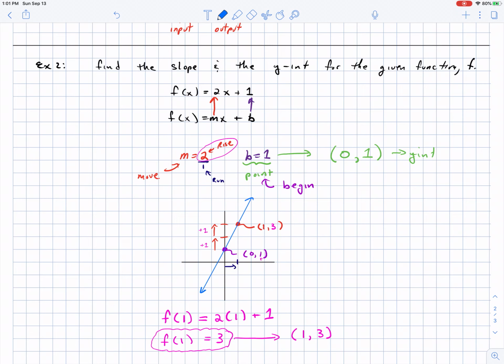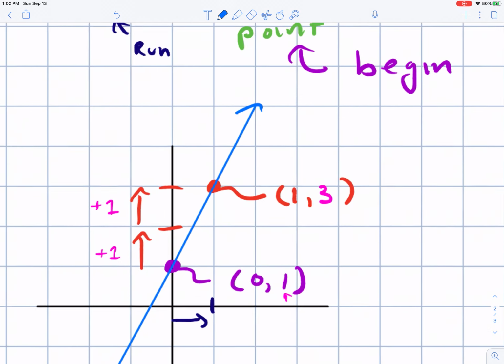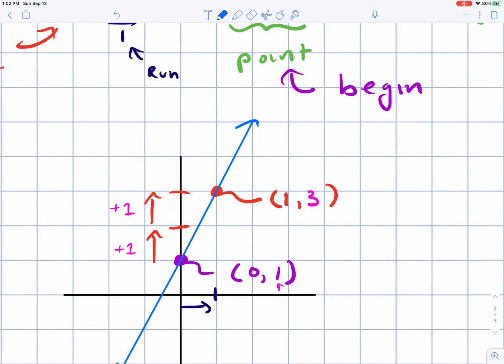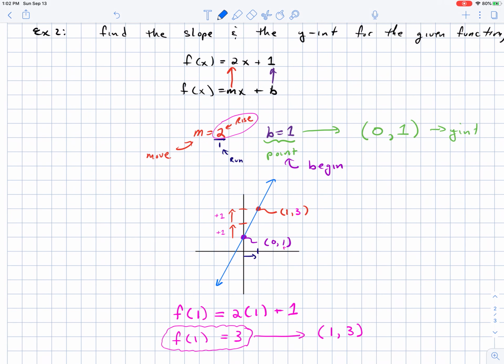Does it follow the pattern? Of course it does. If I zoom in, you can see that I go over 1 unit, and then I go up 2 units, and now I'm at the point 1, 3. Now, you can make that mistake very easily, the one that I made, right? Oops. But we caught it.